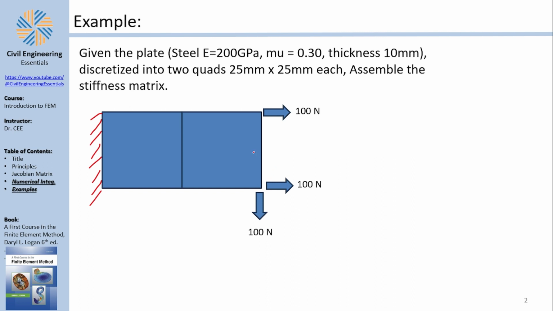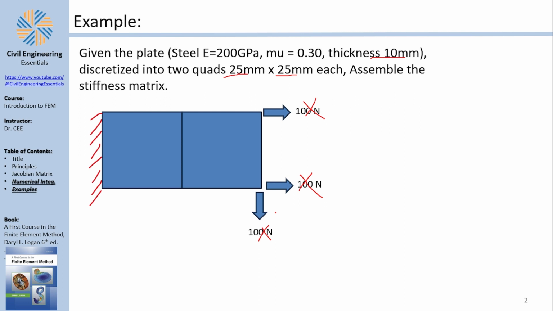Alright, so here I have an element that is being discretized into two quads. The quads are 25 by 25 millimeters each and 10 millimeters in thickness, so this is a rather small piece. We can disregard the forces for now. I just put them for show.